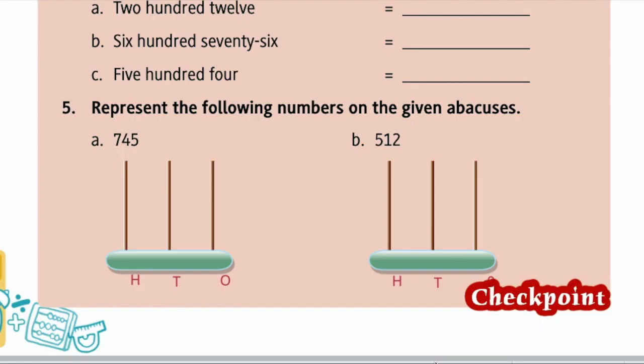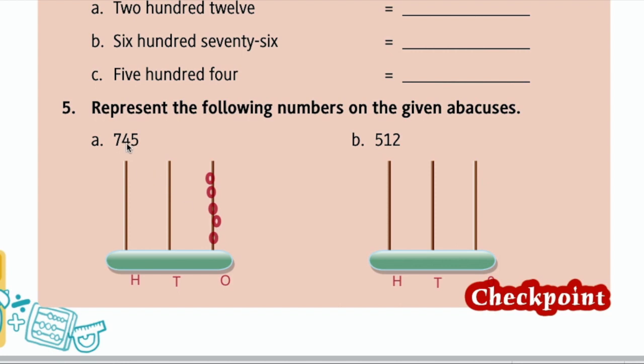Fifth one, represent the following numbers on the given abacus. Here they have given you the number 745. You have to represent this number through abacus by drawing beads in hundreds place, tens place and ones place. Here in 745, 5 is in ones place. So we have to draw 5 beads in ones place. 1, 2, 3, 4, 5. 5 beads in ones place.